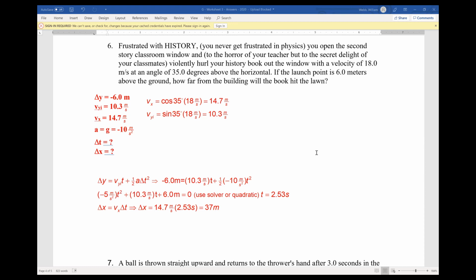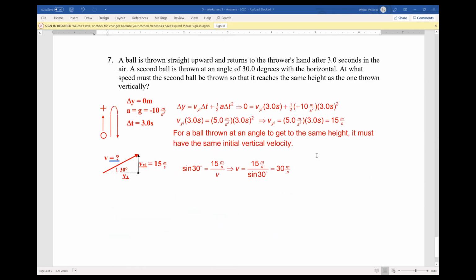All right. Number 7. A ball is thrown straight upward and returns to the thrower's hand after 3 seconds in the air. A second ball is thrown at an angle of 30 degrees with horizontal. At what speed must the second ball be thrown so that it reaches the same height as the one thrown vertically? So if we think about this conceptually, if I throw it straight into the air, it'll go to a certain height. If I throw it at that same speed, but I throw it at an angle, it's definitely not going to go that high. If I want it to go that high at an angle, I'm going to have to throw it much faster to get it to reach that same peak.